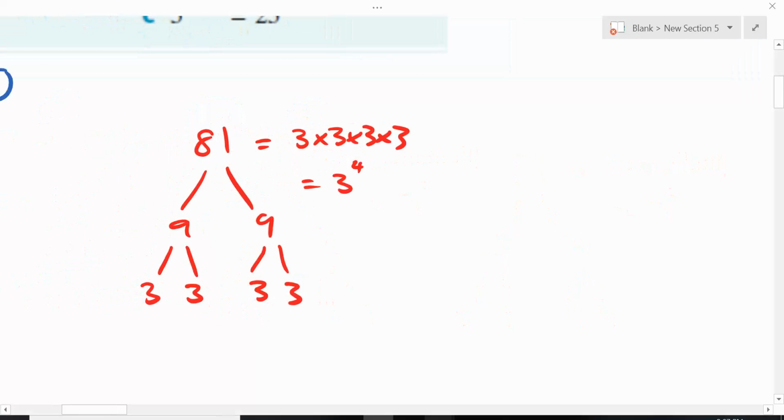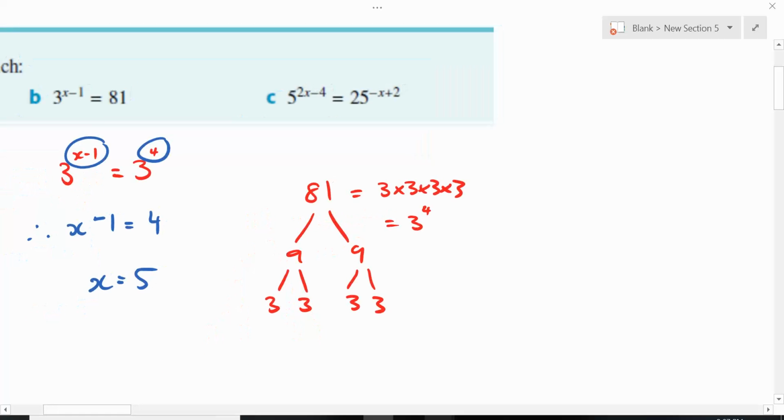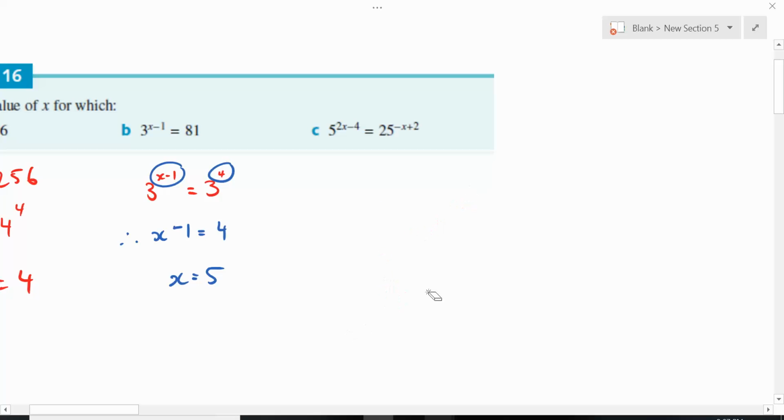Let's do the last one. Last one, same drill. This one is 5 to the power of 2x minus 4 is equivalent to, now the problem is, you got 25 to the power of negative x plus 2. Problem is, this is a base 5. That's base 25. I need to make the bases the same first before I can compare them.